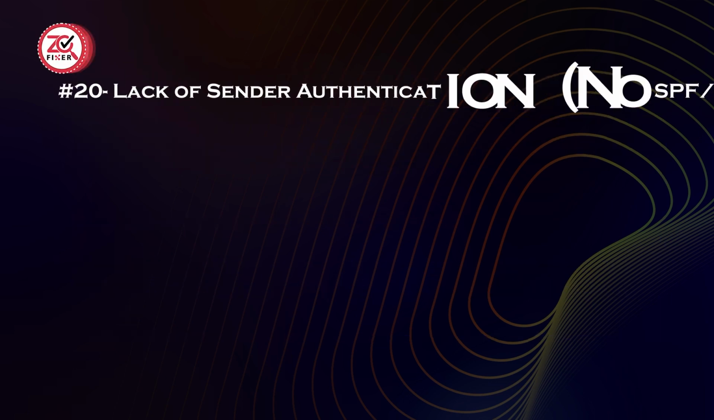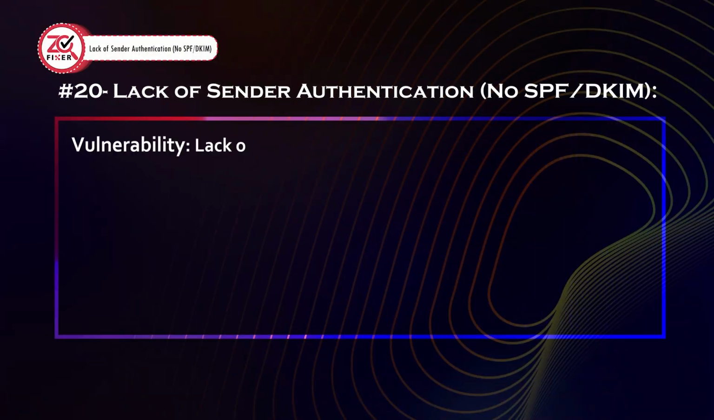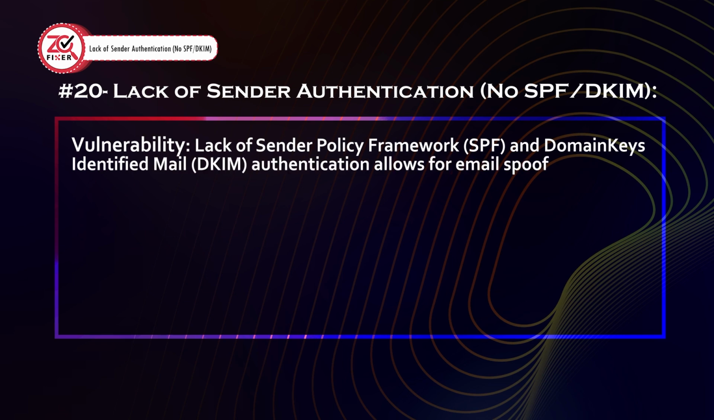Number 20, Lack of sender authentication, no SPF/DKIM. Vulnerability: lack of Sender Policy Framework (SPF) and DomainKeys Identified Mail (DKIM) authentication allows for email spoofing.